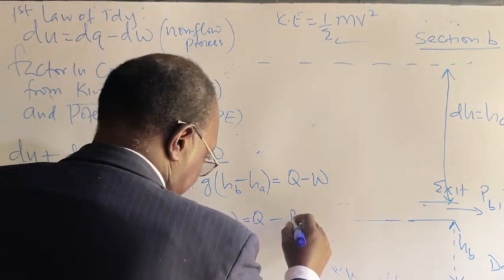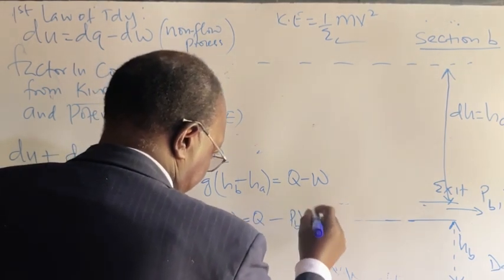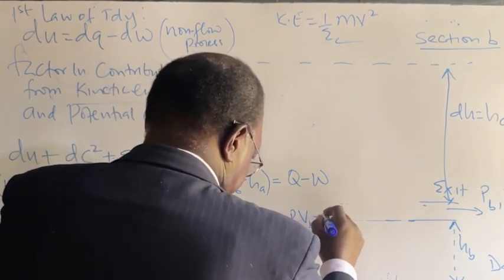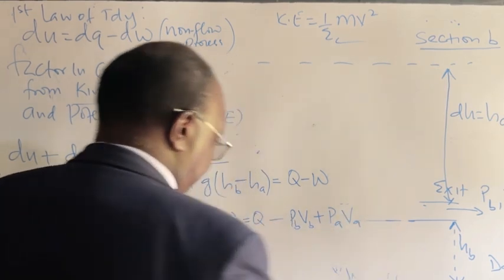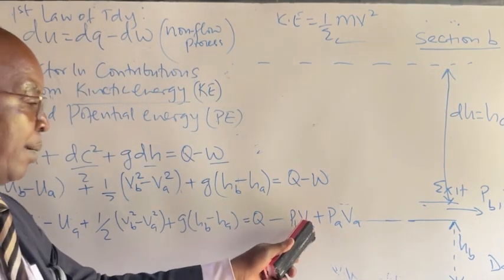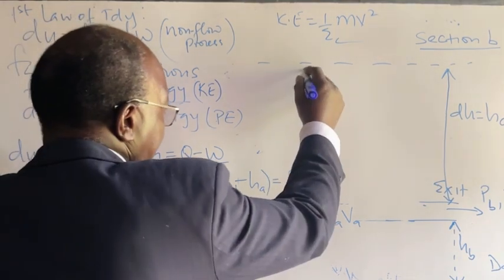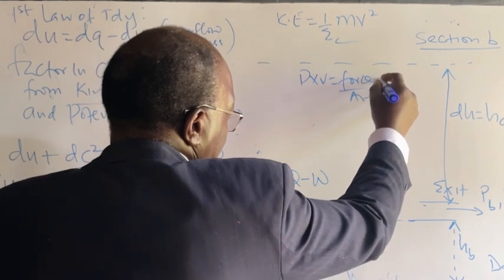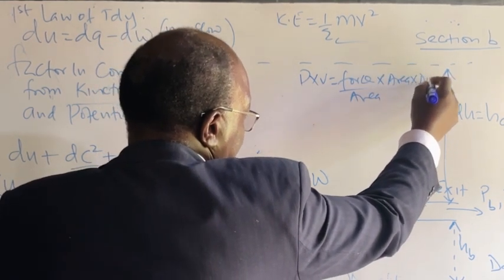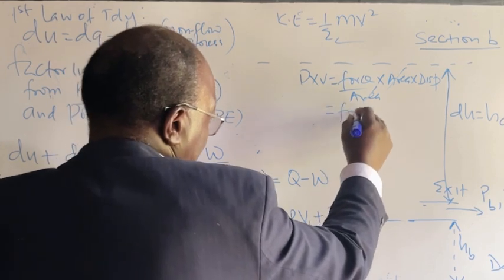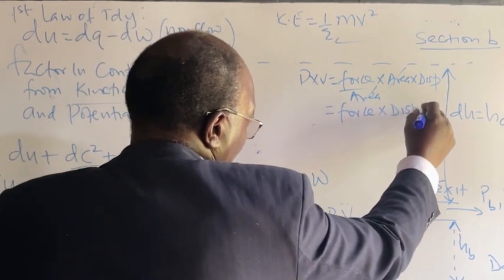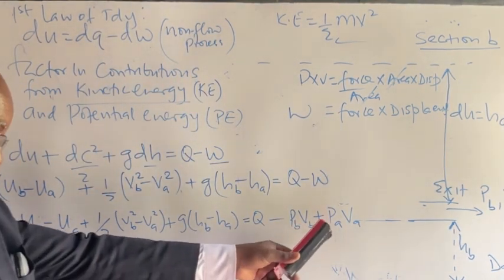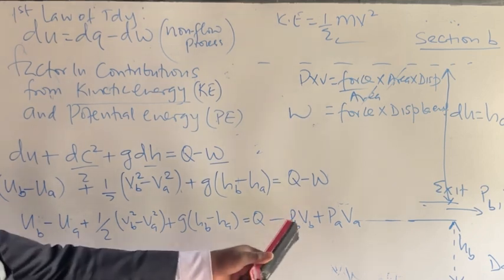minus PB VB plus PA VA. Remember, that is work, because pressure times volume, like we have said, always remember, pressure is force over area times displacement. And so the two areas cancel, so you have force times displacement, and that gives you work. So this expression represents work done in section A and work done in section B.